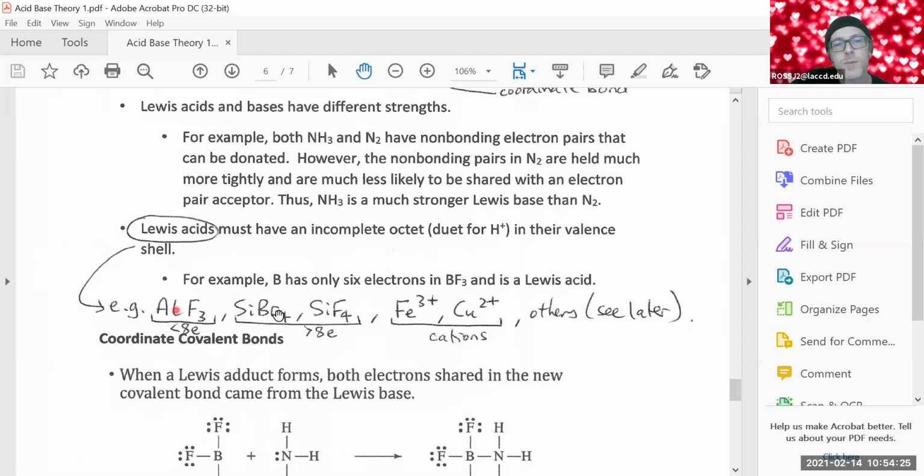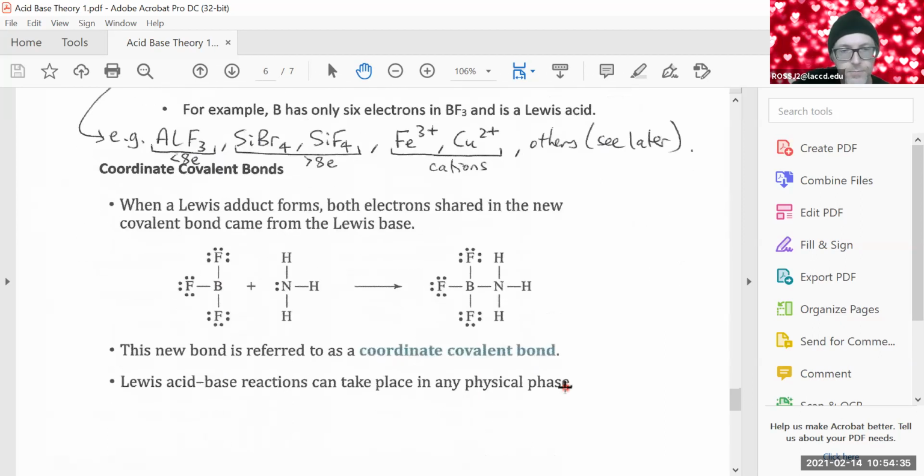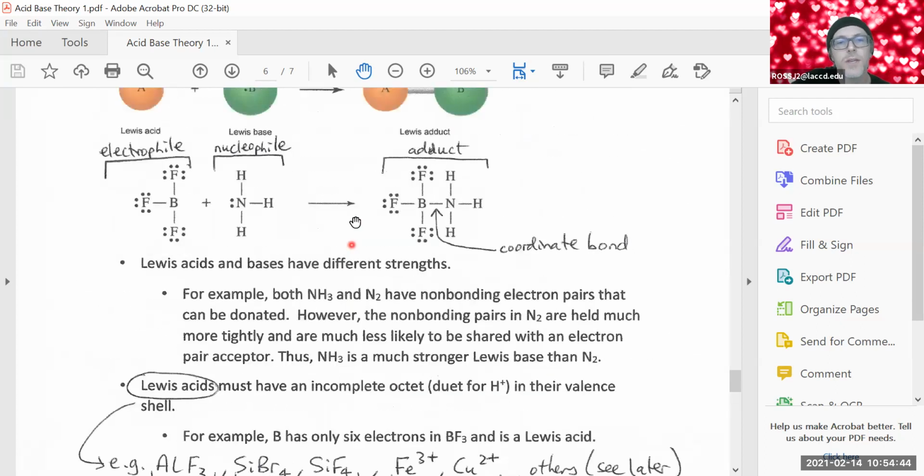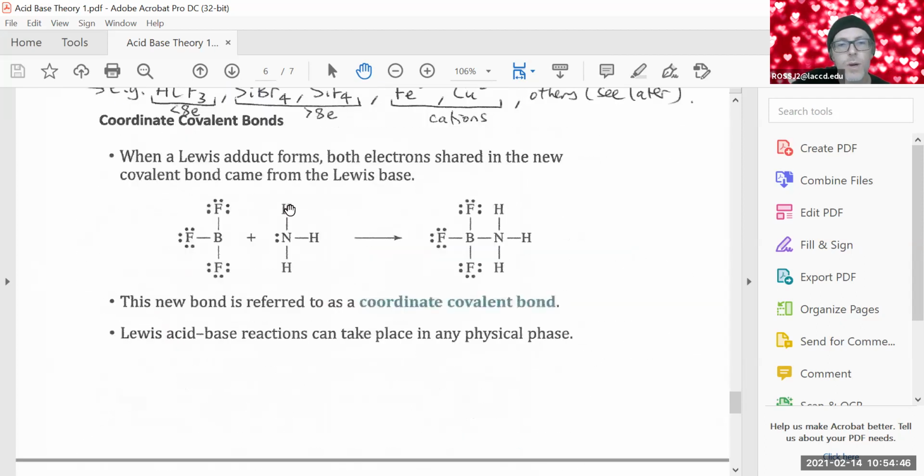So either way, these species can serve as Lewis acids by accepting a coordinate bond, and obviously cations can accept a lone pair of electrons. This is just a repeat of this up here for some reason. Not sure why it's repeated.